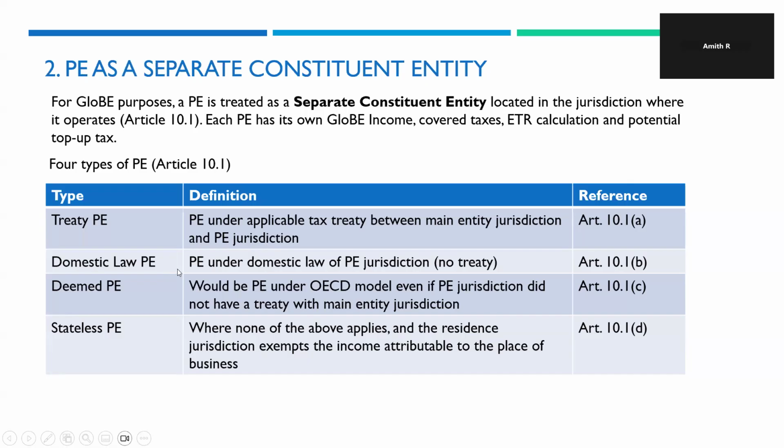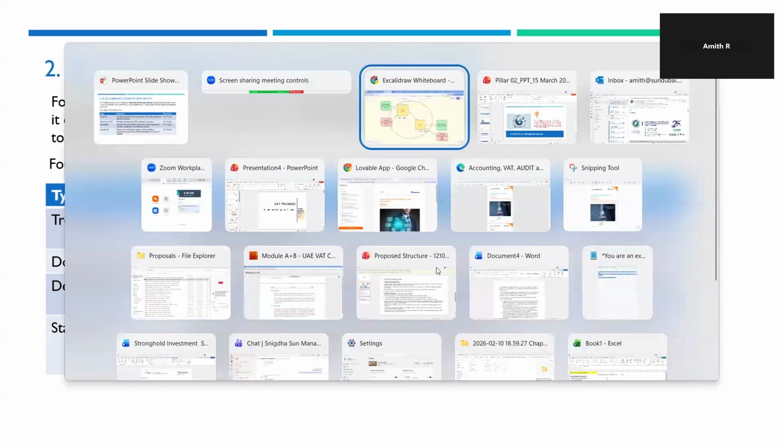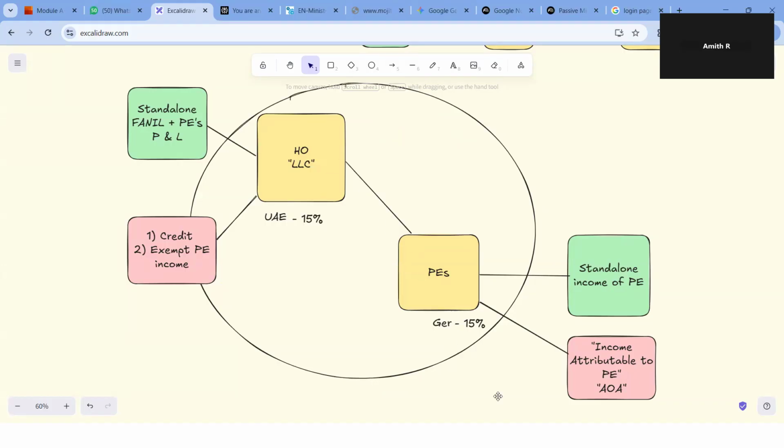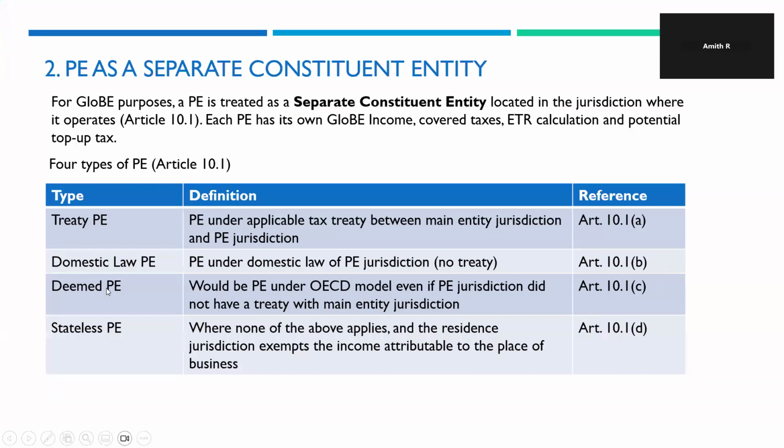Then what is a domestic law PE? A PE under the domestic law of the PE jurisdiction. Let's assume there is no treaty between these two, but Germany's domestic law says, based on the setup, this is a PE. That's called a domestic law PE. It's not a treaty PE; rather, it is defined by the domestic laws in Germany. Understood?